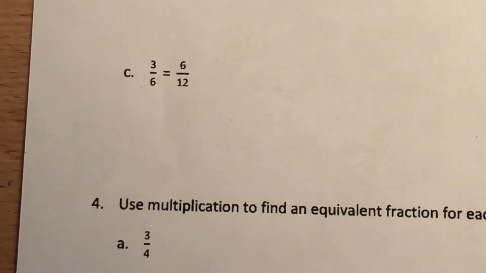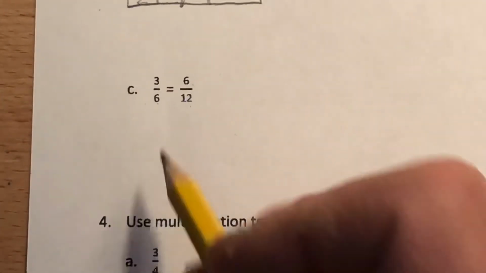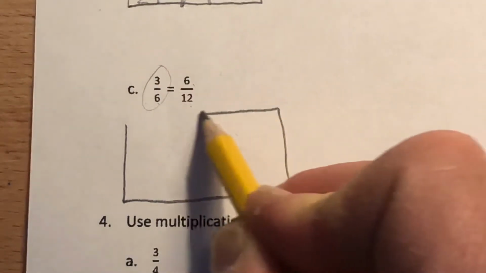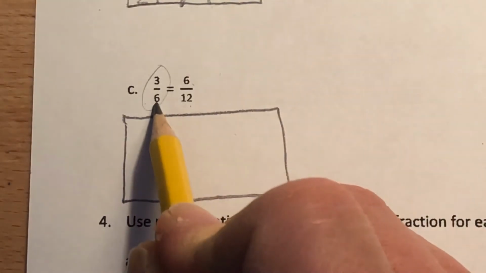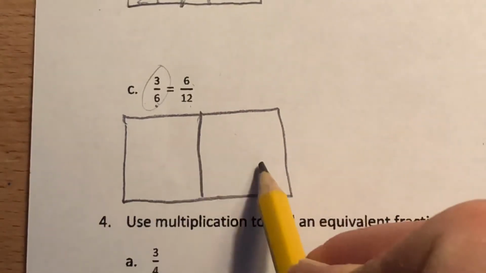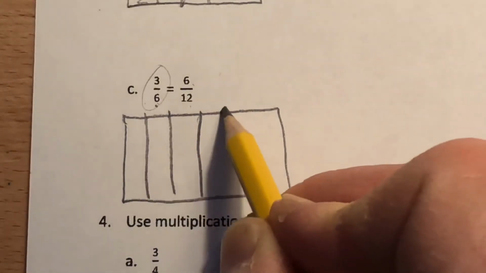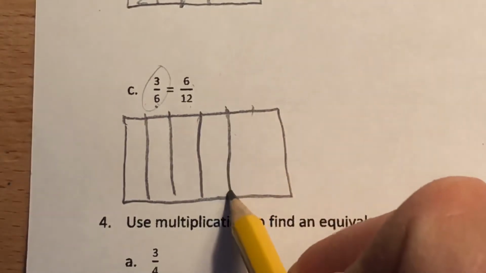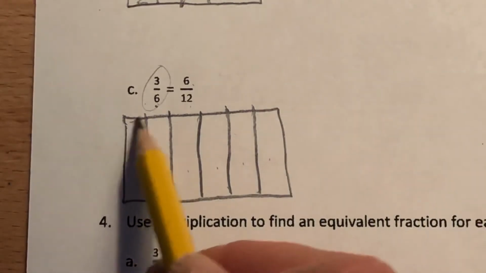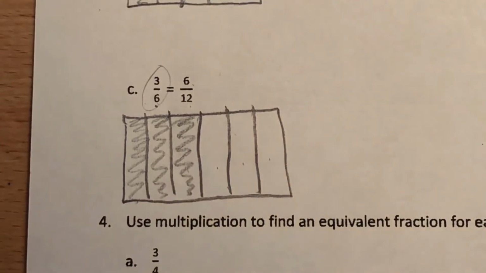C. Okay. 3/6 to 6/12. So let's do this one first. 3/6. Okay, so let's break this into 6. 6 is an even number, so I can cut it right in half. Now I need 3 and 3, right? So I gotta do, there's 3. And then I gotta do, there's 3. So 5 cuts all together. So let's count. 1, 2, 3, 4, 5, 6. Good. Now 3/6. Shade the 3 in. Just like that.